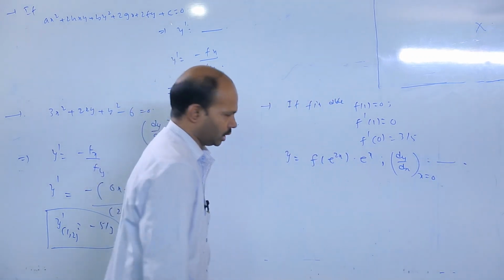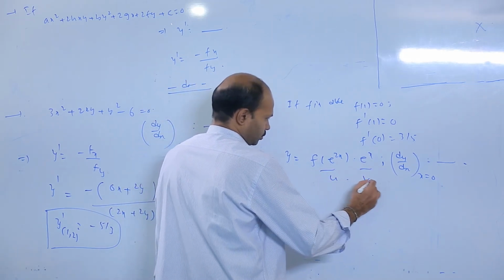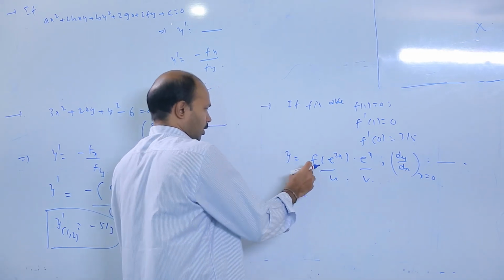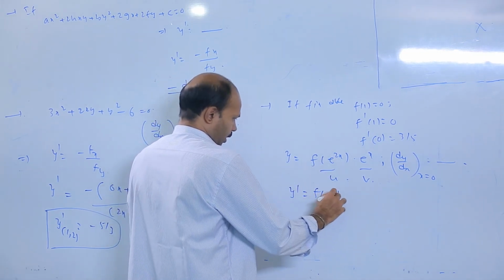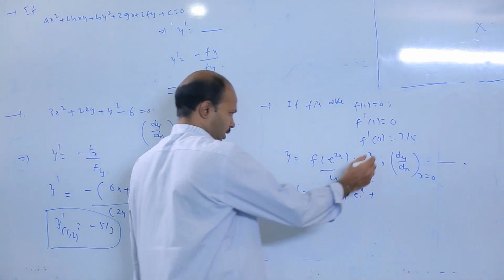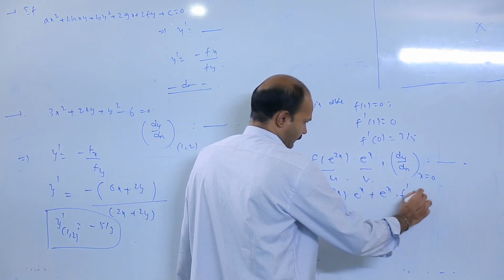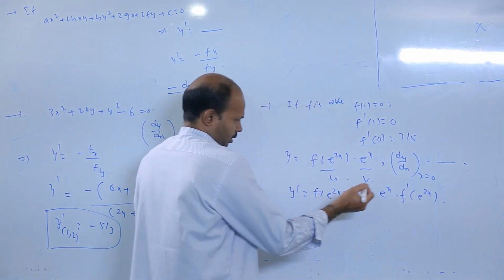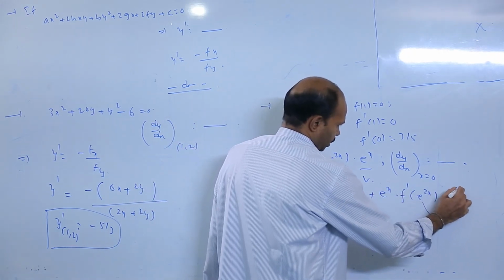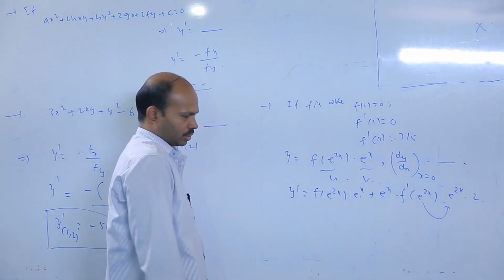You have to do ordinary derivative. See the derivative of this expression by the uv formula. Ordinary uv. Tell me what is y dash. First one, the derivative of second. You know the derivative of e power x is itself. Second one, the derivative of f of x can be written as f dash into the internal function, the derivative of internal function. What is the derivative of e power 2x? e power 2x into 2. That is the derivative of 2x, you know very well.